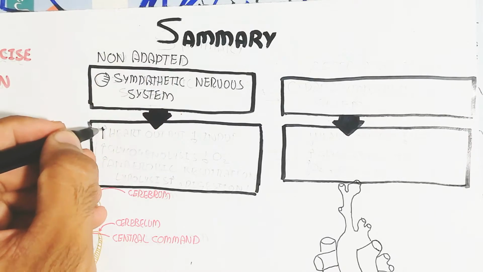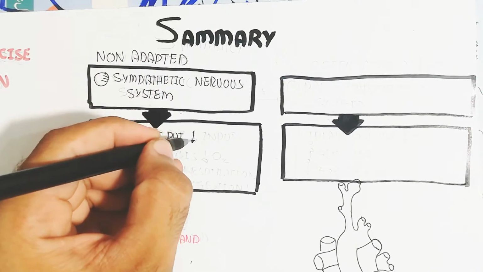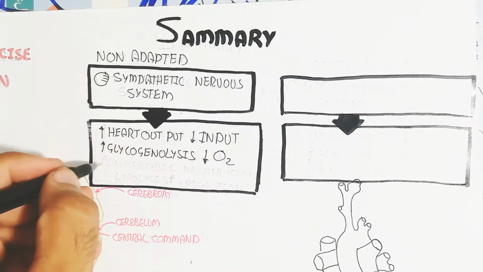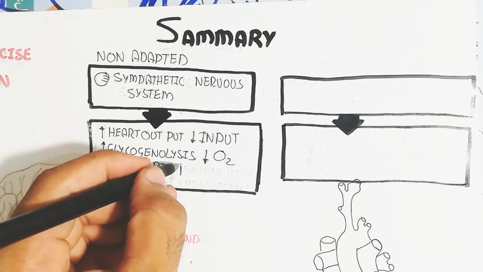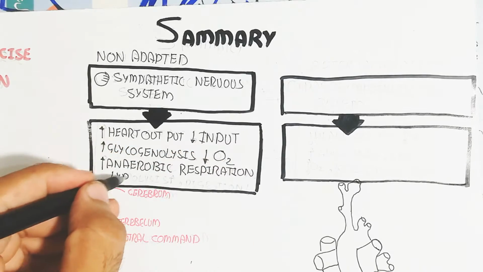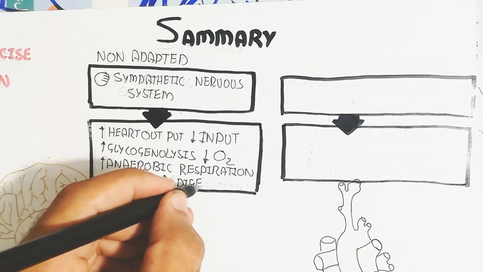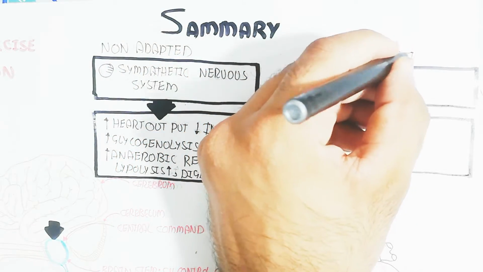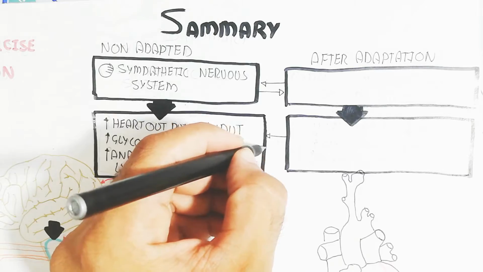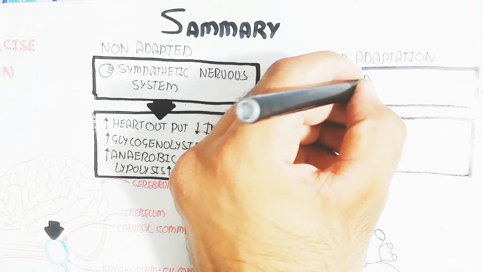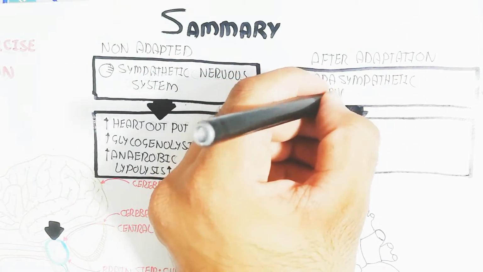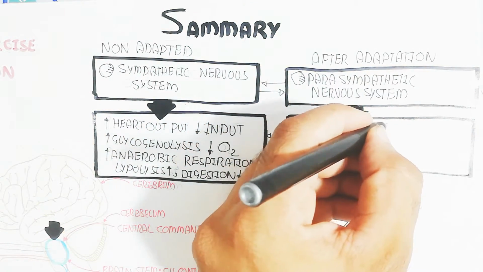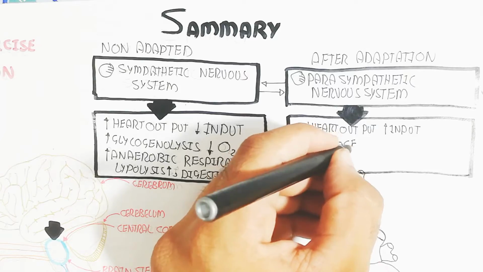Anyhow, here is the summary. Before adaptation, increased sympathetic nervous system innervation leads to increased heart output, decreased input, glycogenolysis, decreased oxygen, increased anaerobic respiration, increased lipolysis, and decreased digestion. On the other hand, after adaptation, the parasympathetic nervous system leads to decreased heart output, while the input will increase, and glycogenesis, and lipolysis will increase through adaptation.